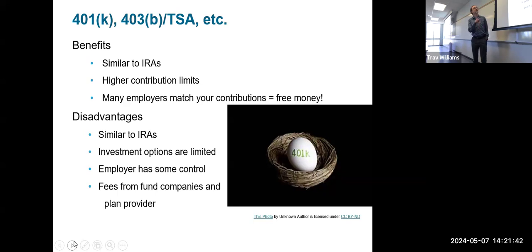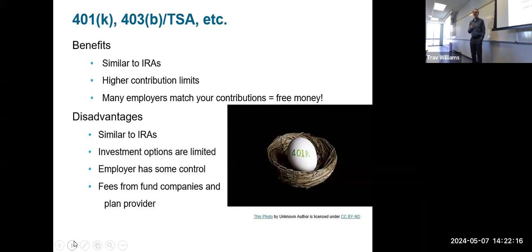There are variations. If you work in government, instead of a 401k, you might have a 403b or a TSA. But the basic idea is they are a lot like an IRA. They give you certain tax benefits. They have higher contribution limits, though. You can put a lot more money into a 401k. And as I mentioned, employers will sometimes match your contributions, which means they're giving you extra money.